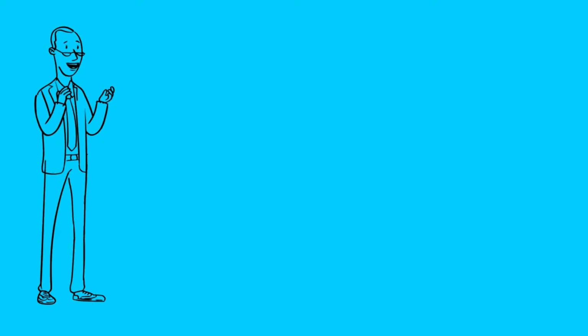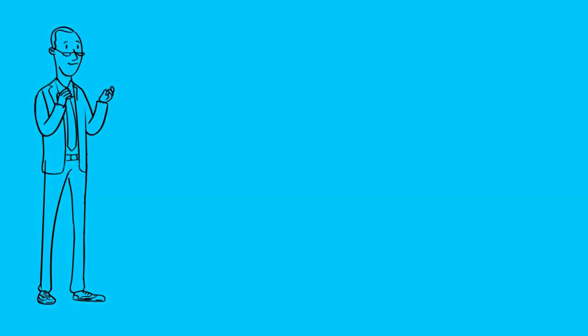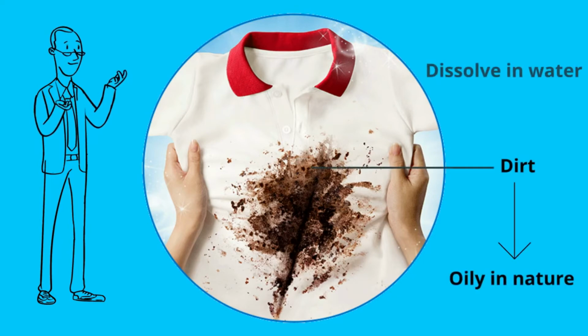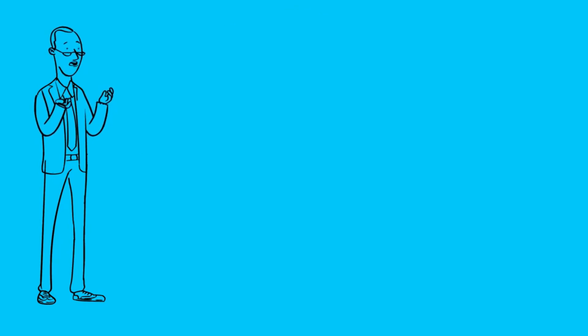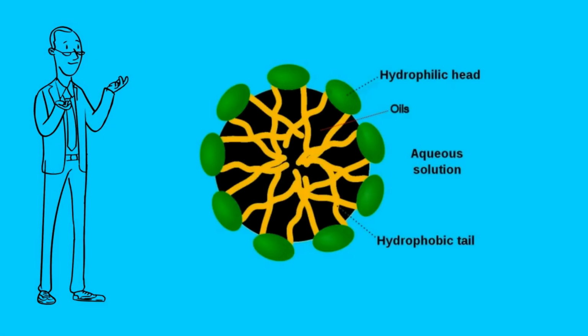Let us learn what soaps and detergents are and how they work. The dirt is oily in nature and the oil does not dissolve in water. So we need external cleansing agents like soaps and detergents. A molecule of soap is a sodium salt of long chain carboxylic acids. It has a hydrophobic end and a hydrophilic end. The hydrophilic end is the ionic end, which dissolves in water, while the hydrophobic end dissolves in oil and dirt.